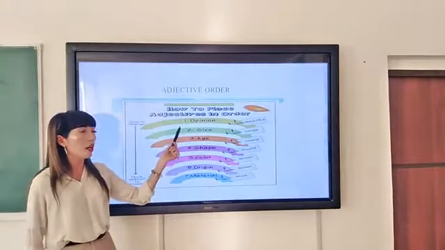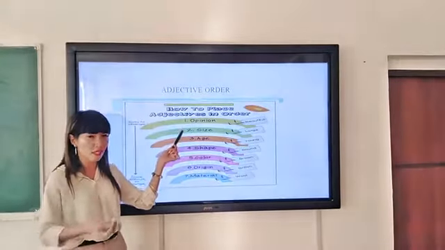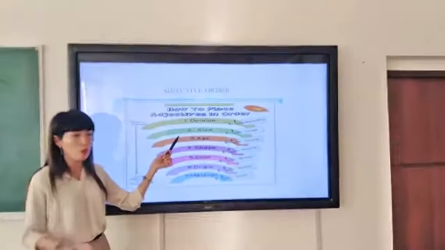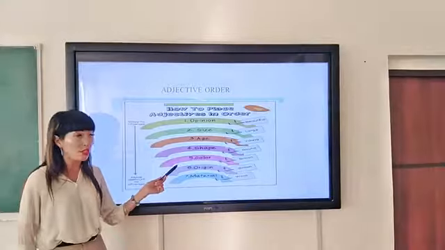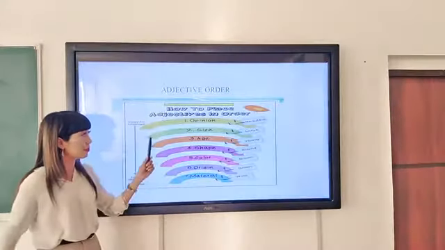For example, opinion we can change. It is easy to change. Size also, but the last categories are difficult to change. That's why we put them at the end.